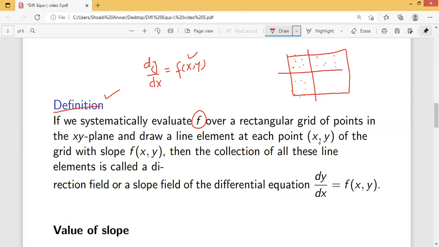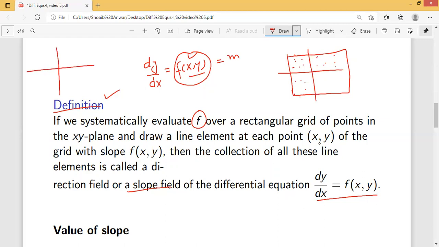f of x, y. Of course, the slope of the tangent line at any point can be calculated with f of x, y, because at the same time it is represented by the slope of the tangent line at point x comma y. With the slope f of x, y, the collection of all these line elements is called a direction field or slope field of the differential equation.